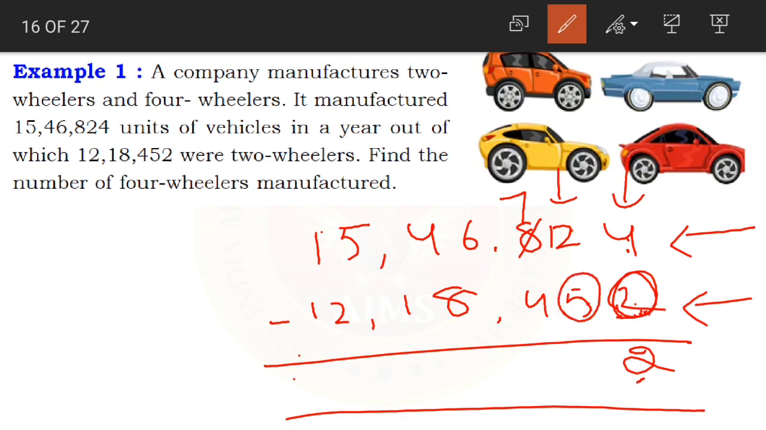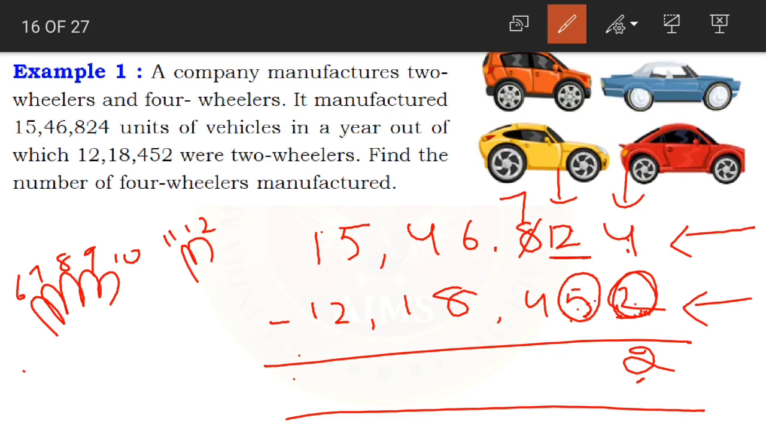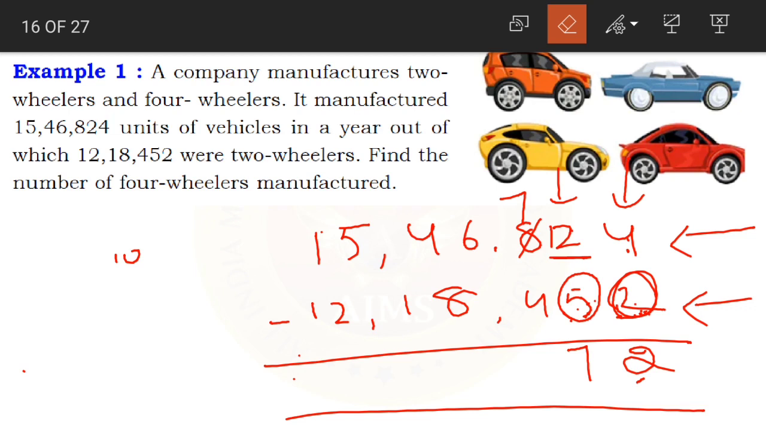Keep 5 in mind and from 5 start counting. Sorry, from 5, right? 6, 7, 8, 9, 10, 11, 12. From 5 we started counting till we reached 12. Now how many fingers did it take? 7. So 12 minus 5 is equal to 7. Clear, children? Now coming to the hundreds place.